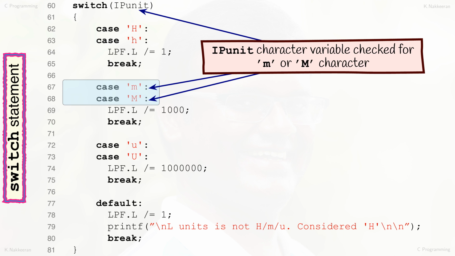Lines 67 and 68 are written for the characters lowercase m or uppercase M checking case for the IP unit character variable of the switch statement.